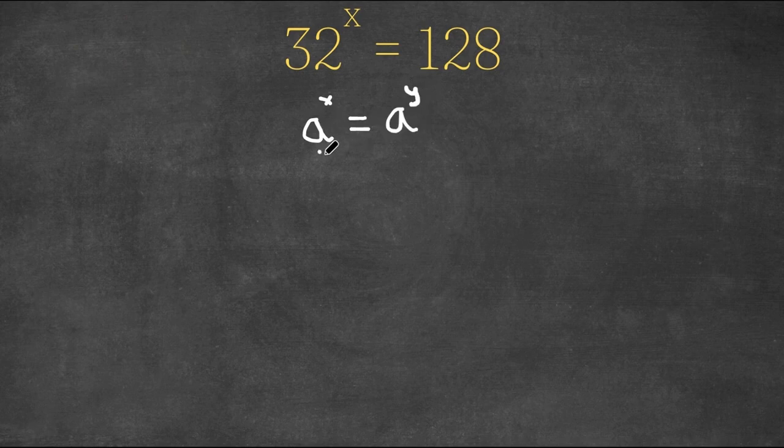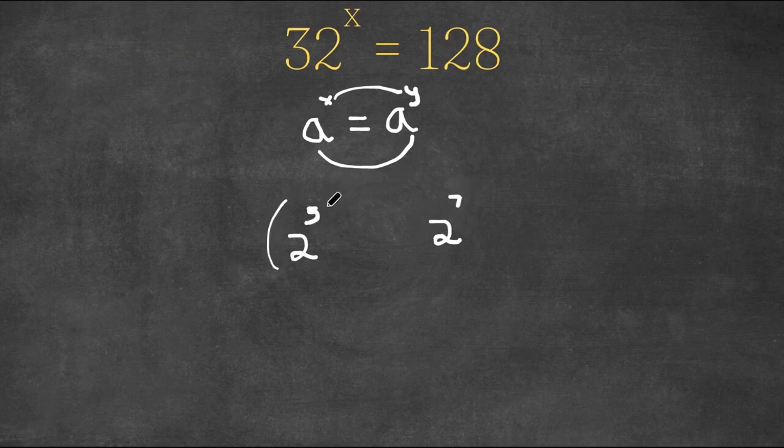So as you can see, the bases here are the same, and because the bases here are the same, that means that the exponents here are the same as well, because that must be true in order for the equation to be true. So what we need to do is change 32 and 128, our bases, so that they're the same. Well, a common base for these two would be 2, right? Because 32 is 2 to the power of 5, and 128 is 2 to the power of 7.